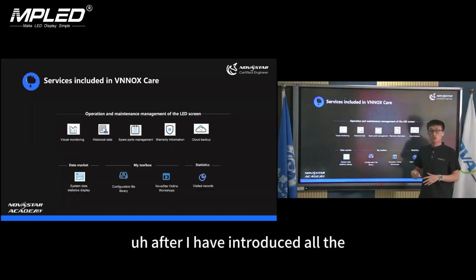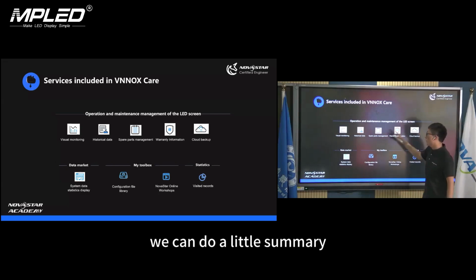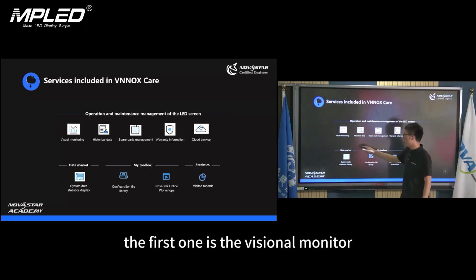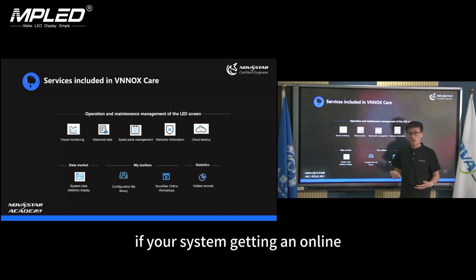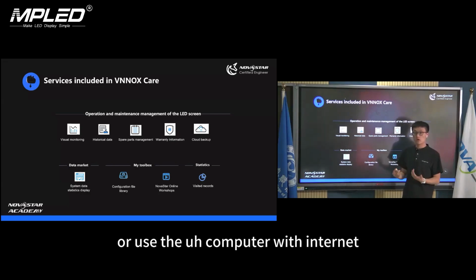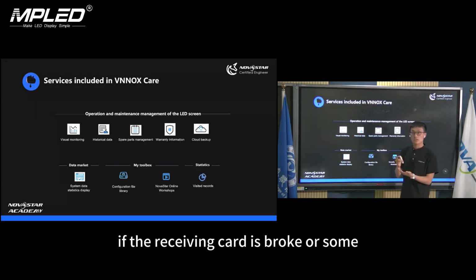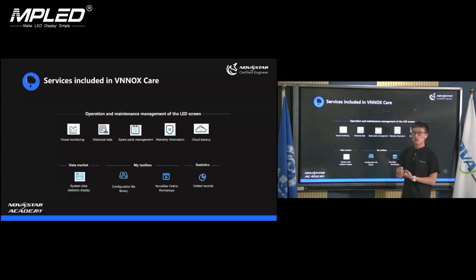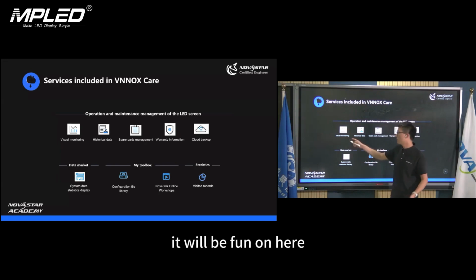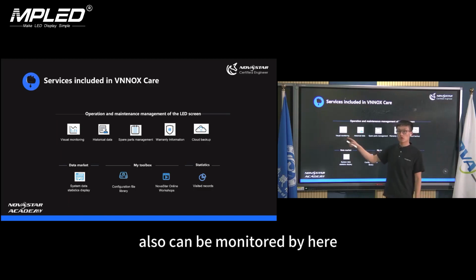After I have introduced all the features in the Vnnox Care, we can do a little summary. The first one is the version monitor. If your system is online, such as when you use the Taurus series or use a computer with internet, the monitoring functions can be used. If the receiving card is broken or some cables disconnect, it will be found on here. And the temperature and the power supply can also be monitored here.